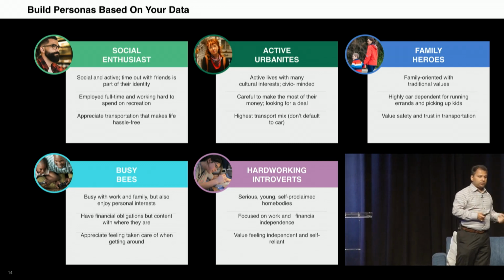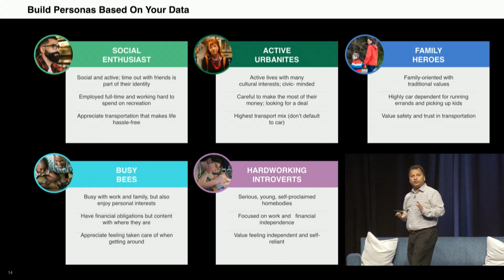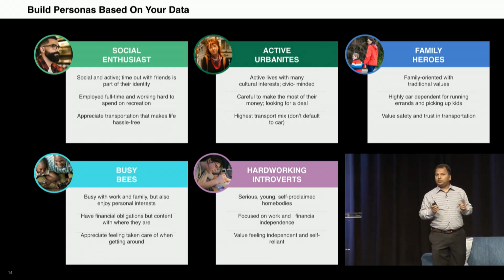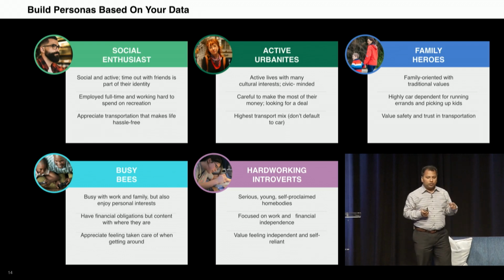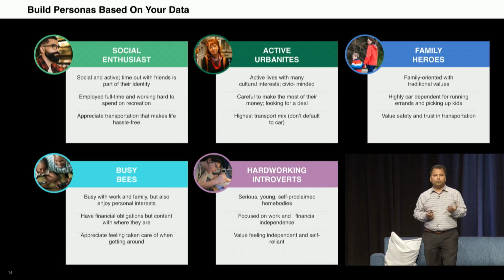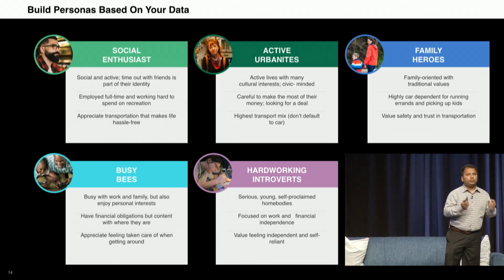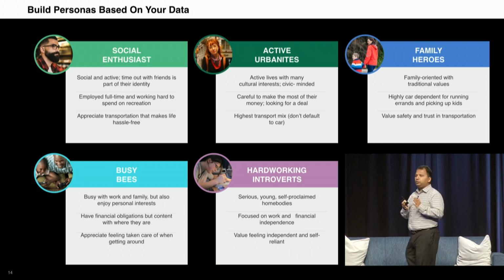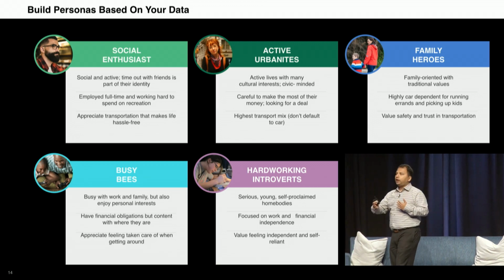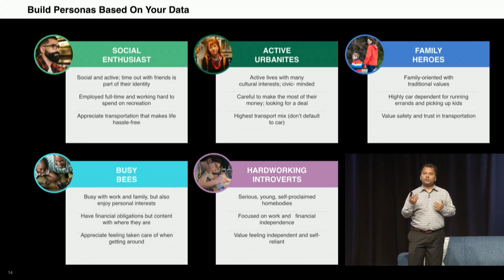But think about this: social enthusiast, active urbanized, family heroes. How many segments do you have? Five. It is actionable now, right? Because now you can figure out what they need and how these groups behave. Of course, there are many ways to do it. It's not a very easy exercise. But long story short, you have to go from individual data attributes to something that tells you who your users are at a personal level.